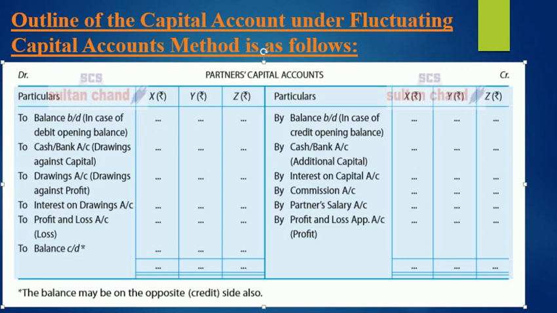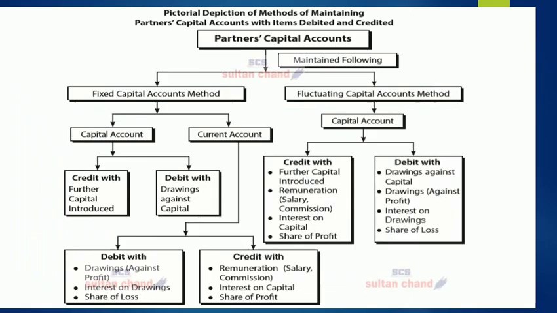And here is an outline map or a diagram which will represent how things are posted in the capital accounts under the two methods. I will not speak anything about it. It is depicted here in a pictorial depiction. These two methods have been represented. You can play your slides and look into this flowchart to see how things have been mentioned, which we have already discussed in the format under both methods, fixed capital account method and fluctuating capital account method.